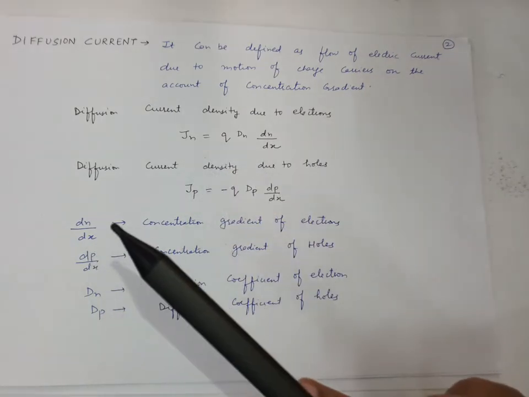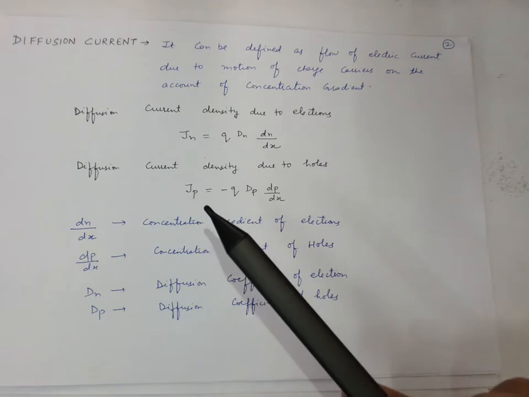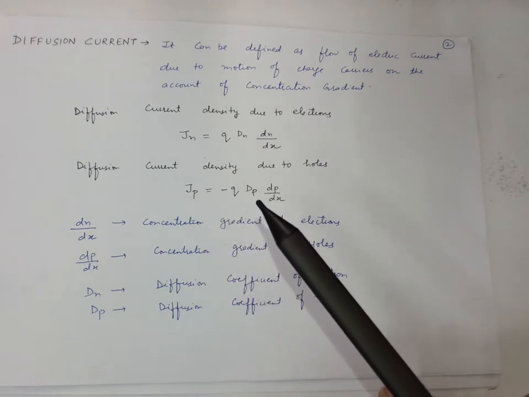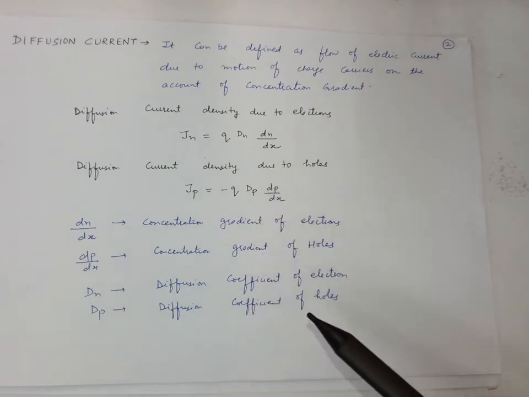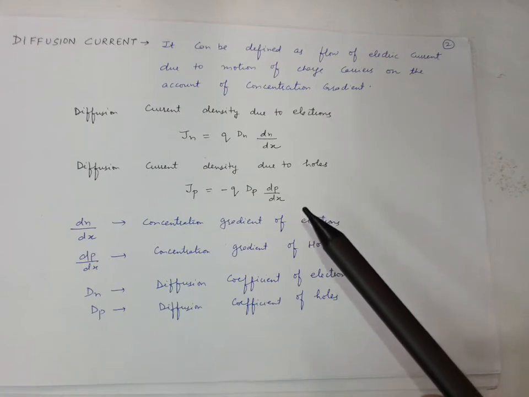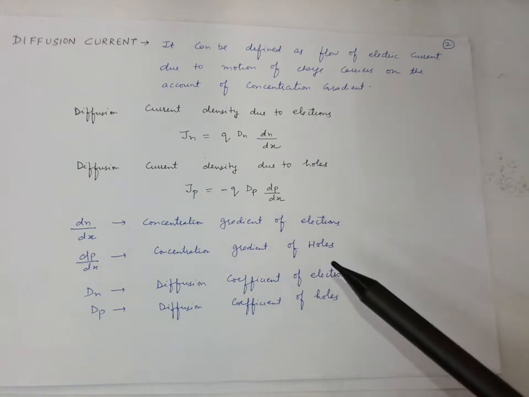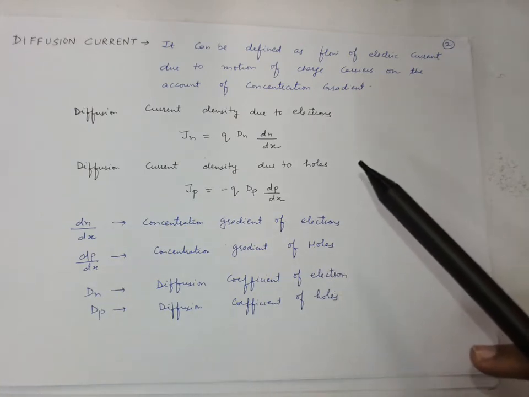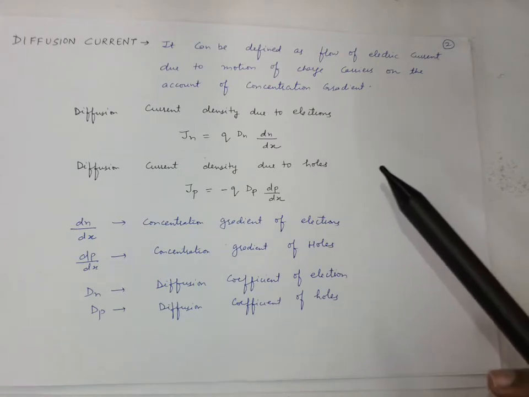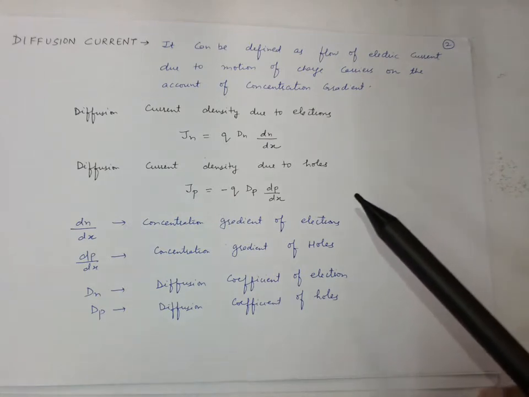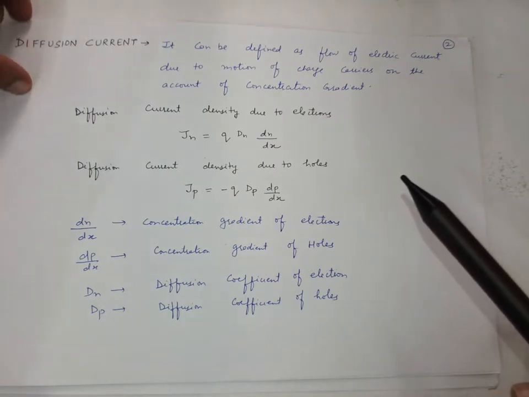Similarly, there will be a diffusion current density due to holes. That is given by Jp = -q Dp dp/dx. Again, this capital D with suffix p is the diffusion coefficient of holes, and dp/dx is the concentration gradient of holes. So individually we have calculated the diffusion current density due to electrons and due to holes. The important concept behind this is that diffusion current flows on account of the concentration gradient.